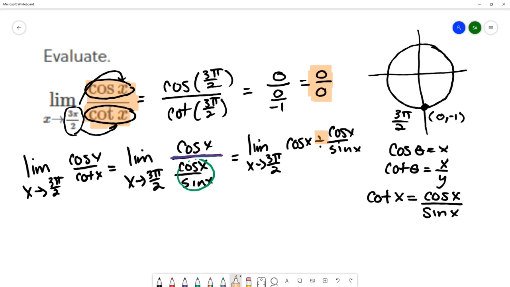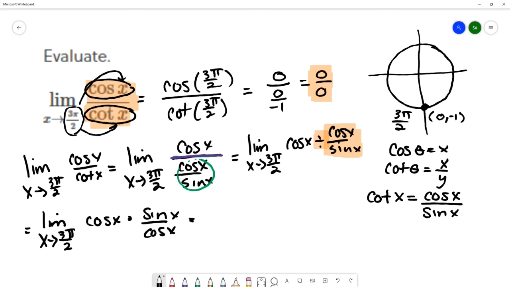And when we divide fractions, we need to change it to multiplying by the reciprocal. So that would become the limit as x approaches 3 pi over 2 of cosine x times sine x over cosine x. And we can see we do have a common factor of cosine that cancels. Now that gives us the limit as x approaches 3 pi over 2 of sine x. And now that that factor has canceled out, we can use direct substitution. So I'll substitute this 3 pi over 2 into x.